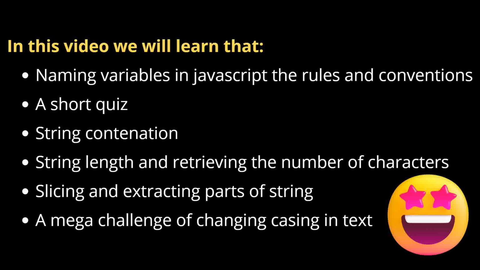In this video, we will learn how to name variables in JavaScript, the rules and convention for naming the variables. Then there will be a short quiz. After that, we will learn about string concatenation, string length and retrieving the number of characters, slicing and extracting parts of string, and at last you will have a mega challenge of changing casing in the text. And before the mega challenge, you will have to write a code just as Twitter. So in this lesson, you will get to know what is the backend of Twitter, and you are going to make your own Twitter programming right in this video using JavaScript. So get ready for that. There is a lot of interesting and new stuff coming for you.